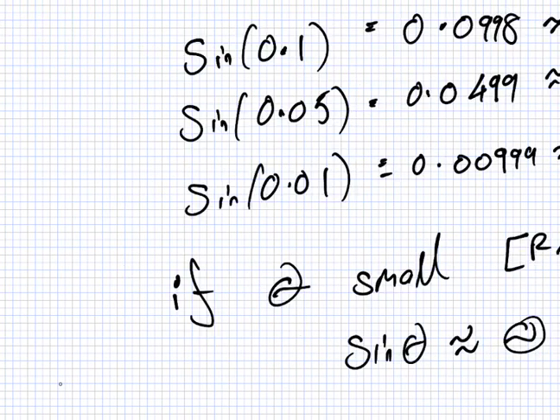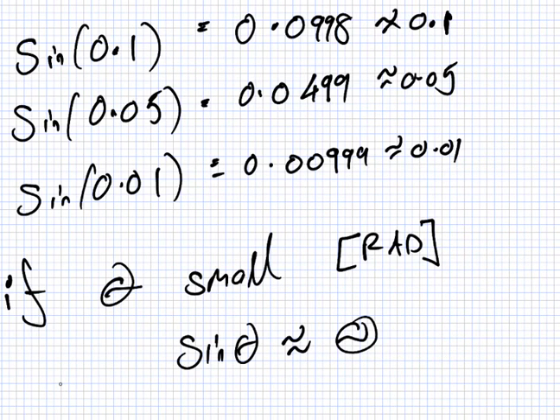Oh, it's 0.998, 0.49, 0.009. What's wrong? Same. 0.009 is 999, wasn't it? Oh, the same thing. Alright.